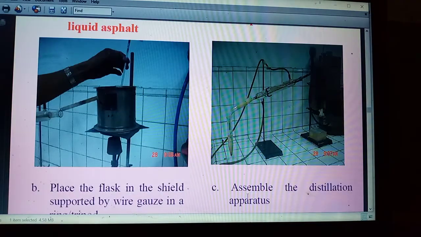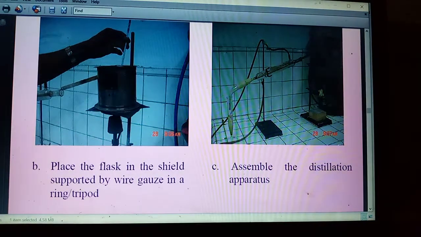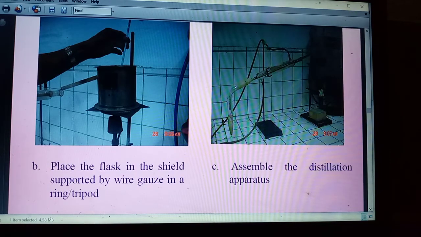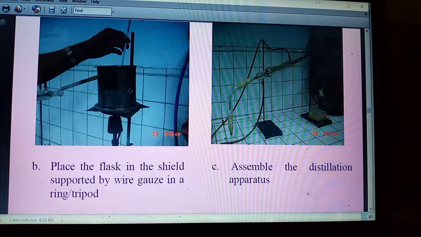So, then, place the flask in the shield supported by wire gauze or ring tripod. So, yan yung tripod. Ilagay mo dyan yung flask. Dapat supported siya. Bakit? Pag hindi yan supported, baka pumunta yan sa inyo, baka ma-damage pa yung mga skin ninyo, dahil mainit yung asphalt na yan. Dapat hindi siya naka-incline, mali ito. Dapat protektado siya, dahil delikado, baka matumilapon yan sa inyo. Sayang yung beauty ng hands nyo.